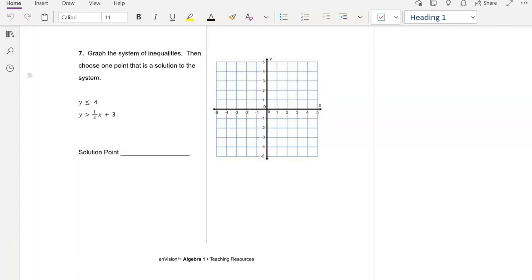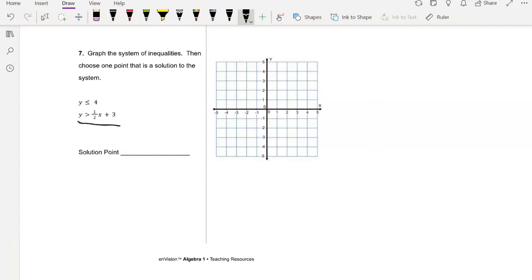So I'm going to start by looking at the second equation, y is greater than 1/2 x plus 3. The reason I'm choosing that one is because it is in slope-intercept form. So I start with the y-intercept of 3, and I plot my point at 3. Then I look at the slope, which tells me how much to rise and run. Since it's a positive 1/2, I'm going up 1 to the right 2, up 1 to the right 2, or I could go down 1 to the left 2.